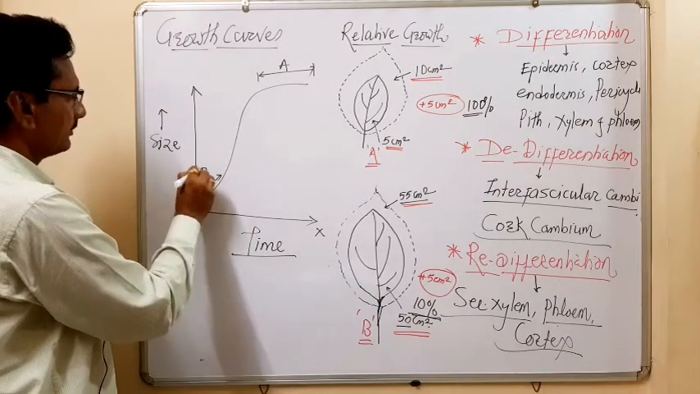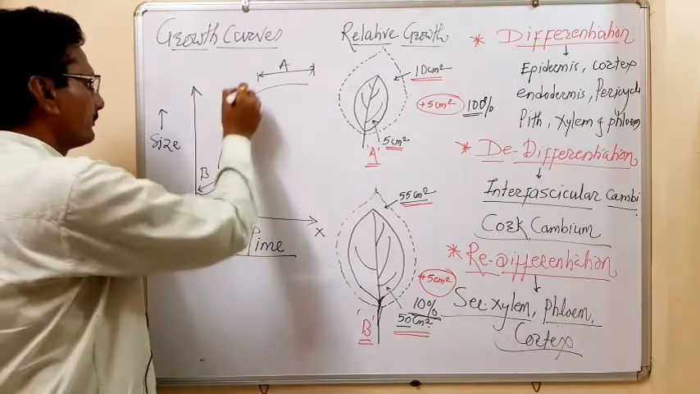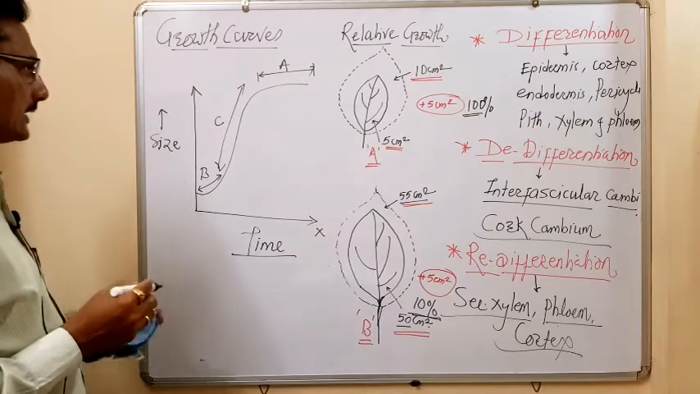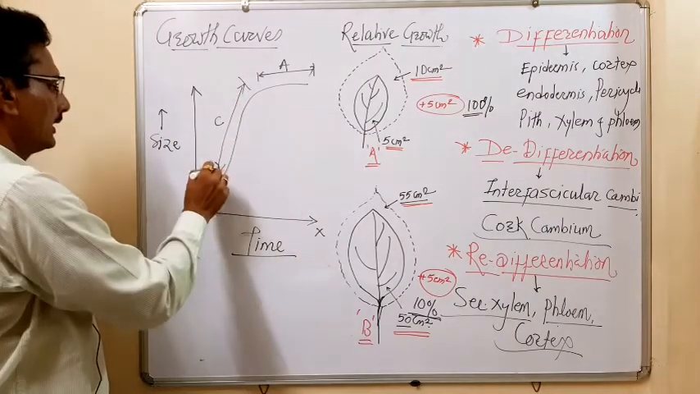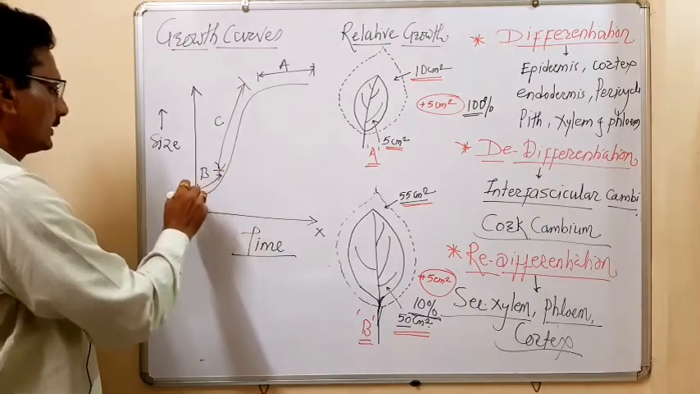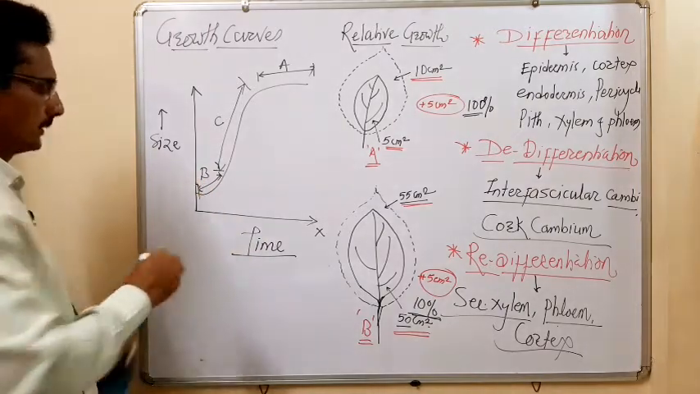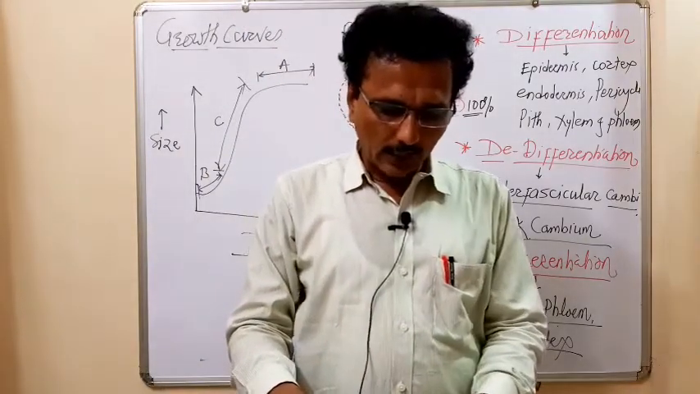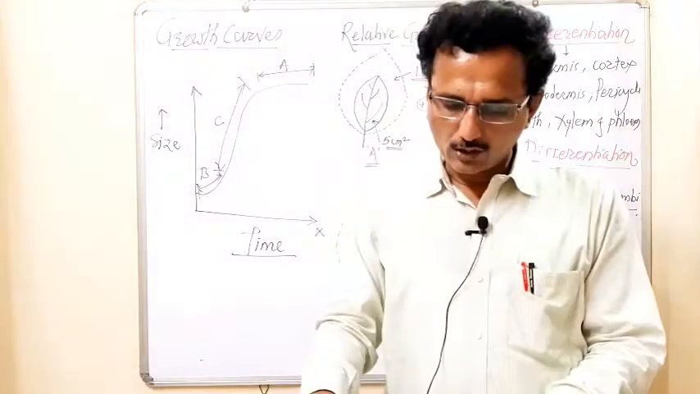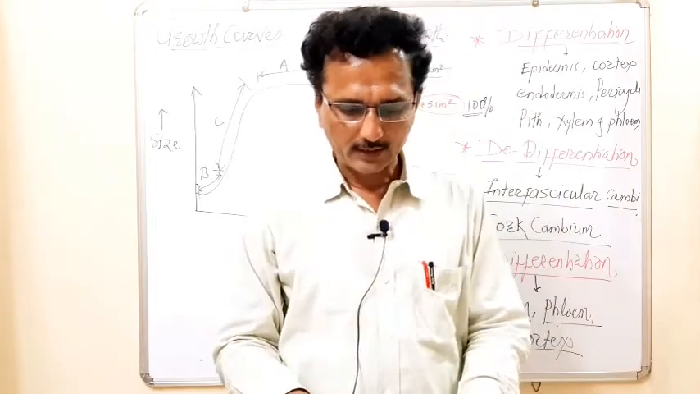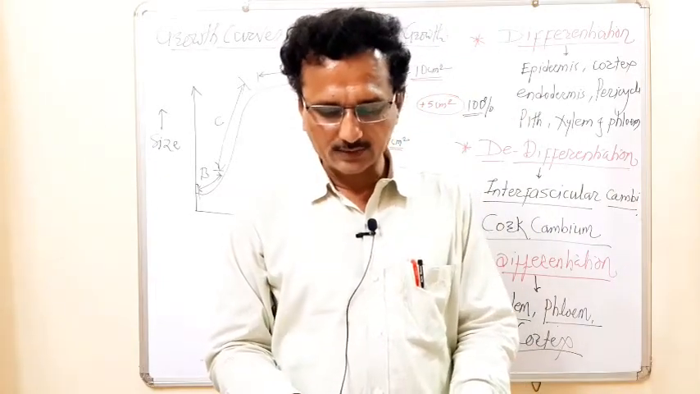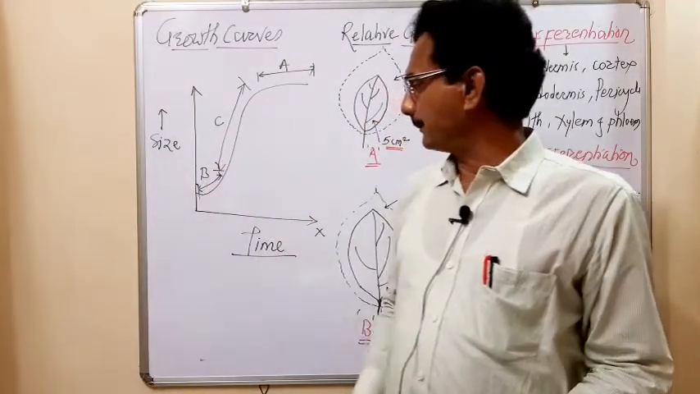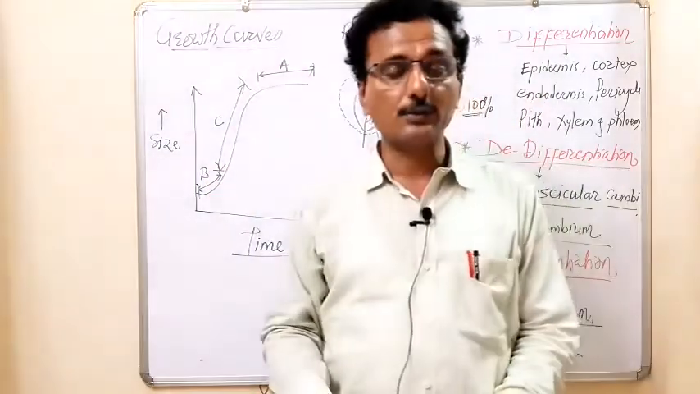Okay, this is the B site and this is the C site. So these three sites are given, and on this there is a question. See the question: the given graph is drawn on the parameters of growth versus time. Here A, B, C respectively represent what? Such a type of question is there.